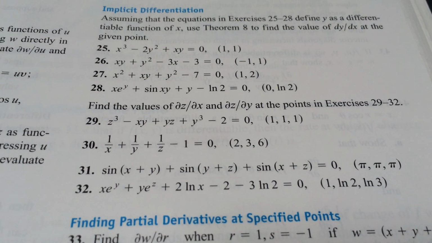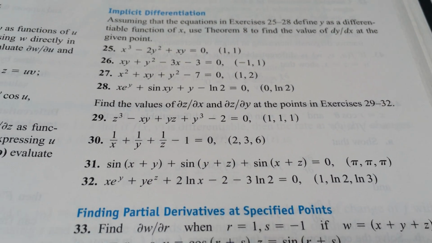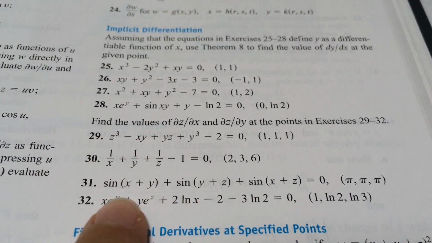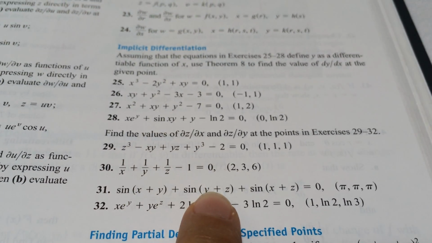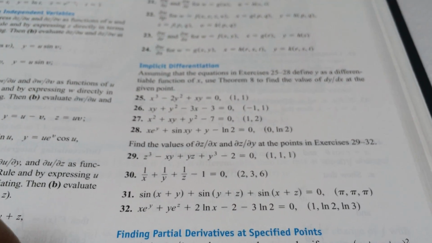All right, let's try one in the next group. Find the values of dz dx and dz dy at these points. So notice in these problems, x, y's, and z's. If they're x, y's, and z's, remember x is a variable, y is a variable, z is a function of x and y.